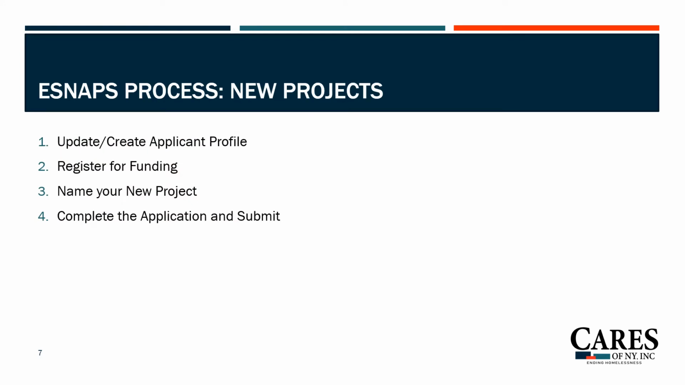There are 4 parts to submitting a new project application in ESNAPS. First, you must update or create your applicant profile. Second, register for funding. Third, name and create your new project. And fourth, complete the application and submit.